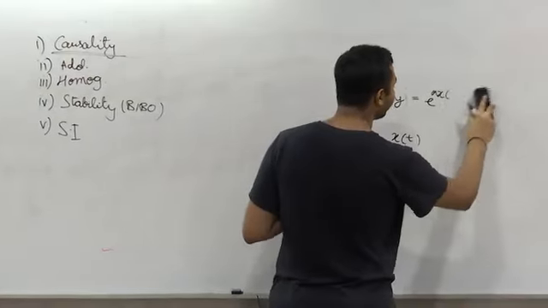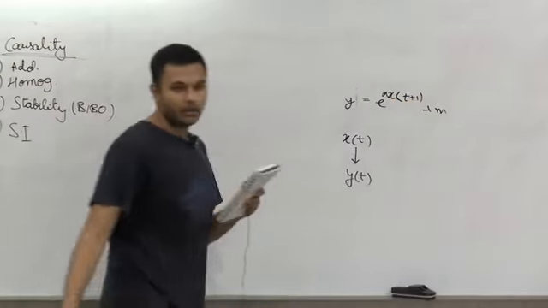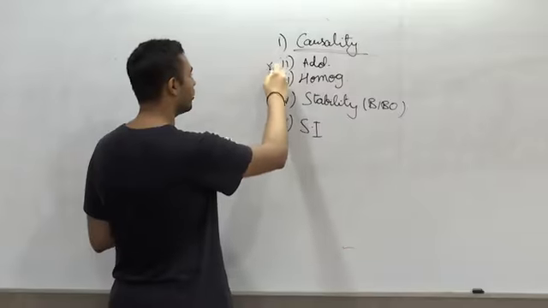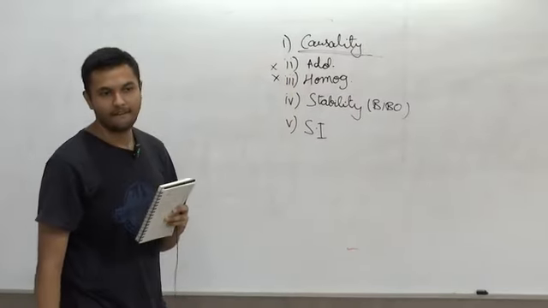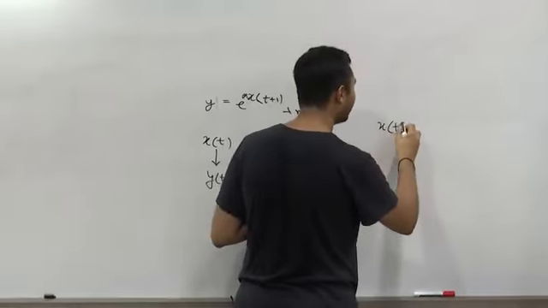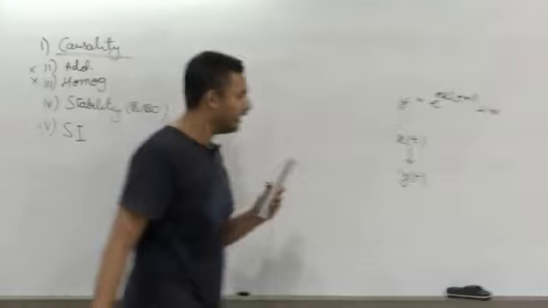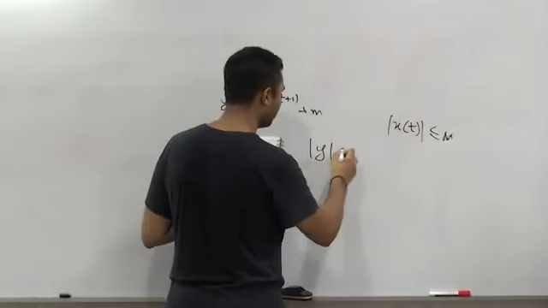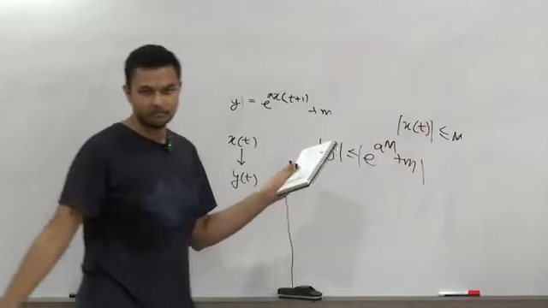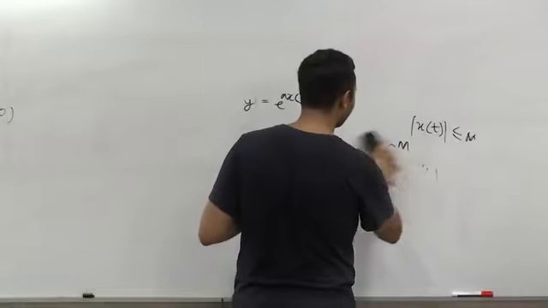Now suppose I replace it with x of t plus 1. Does it satisfy none of these properties? Definitely it's not additive, it's not homogeneous. Is it stable? It is stable. Why? Because if I have an input x of t which is bounded, then y will also be bounded, right? Because y will be a finite real number, right? So it is stable. So now you need to convert this into something which is unstable. So how do you do that?